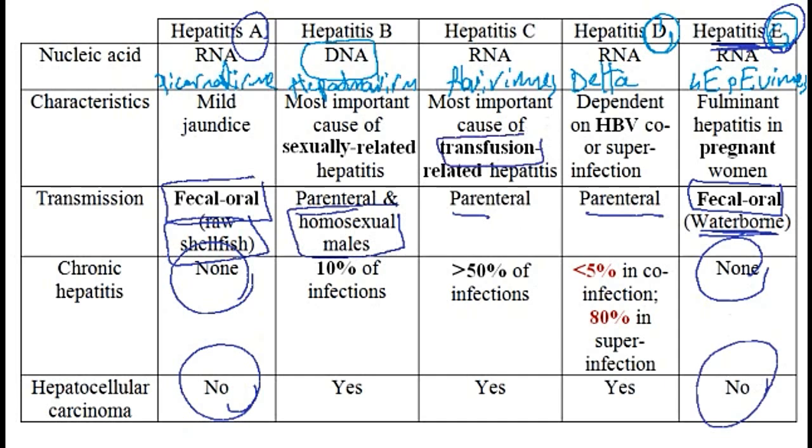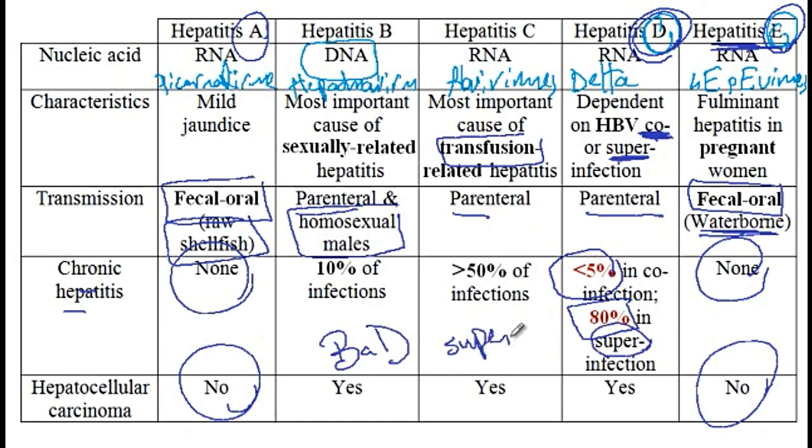As for hepatitis D, it's dependent on the surface antigen of hepatitis B, and thus there must be either a co-infection or a superinfection of hepatitis B virus for Hep D to be able to replicate. With co-infection, there is a less than 5% chance of developing chronic hepatitis, while with superinfection, which means that the patient had already had hepatitis B and then caught hepatitis D after that, there is about 80% chance of developing chronic hepatitis. So the way I memorize it is that Hep B and Hep D together are bad, and that it's the superinfection that is super dangerous.